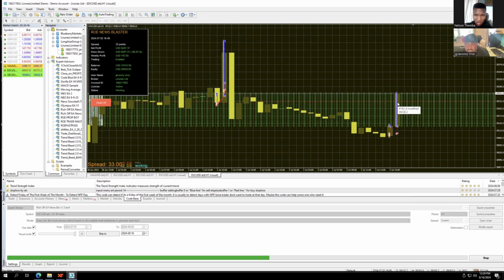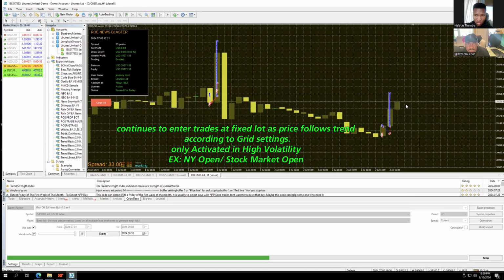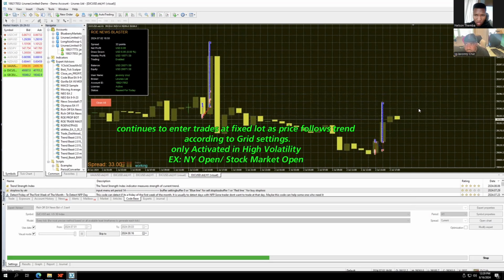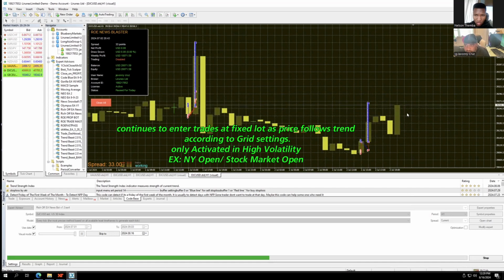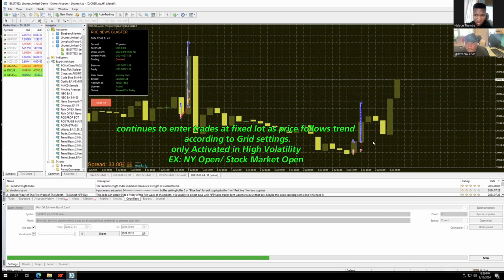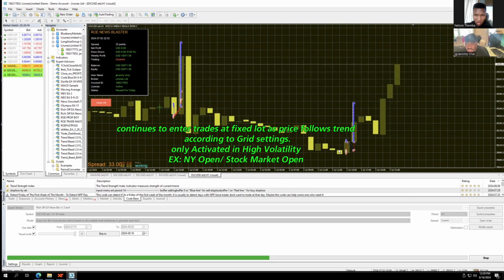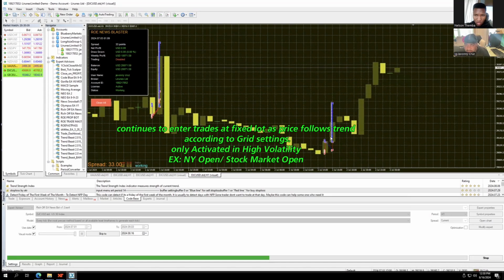And that's pretty much it. I want to mix those two strategies together to where it would only trade like that during that specific time.